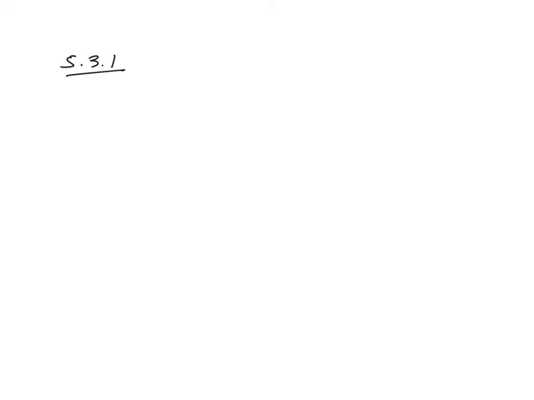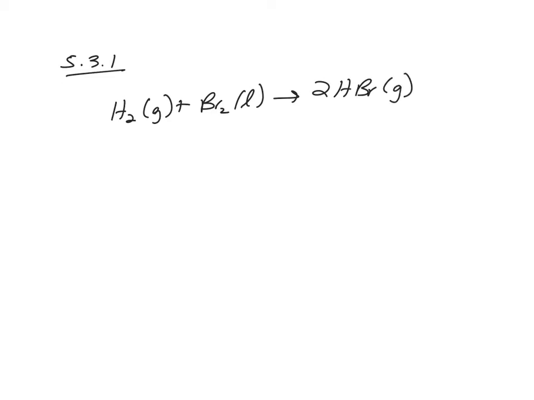Given the thermodynamic equation, H2 gas plus bromine liquid goes to HBr gas, the delta H provided with this equation is negative 72.4 kilojoules per mole. Like I said, you can find these delta H's associated with lots of reactions. They're all out there. They're measured.